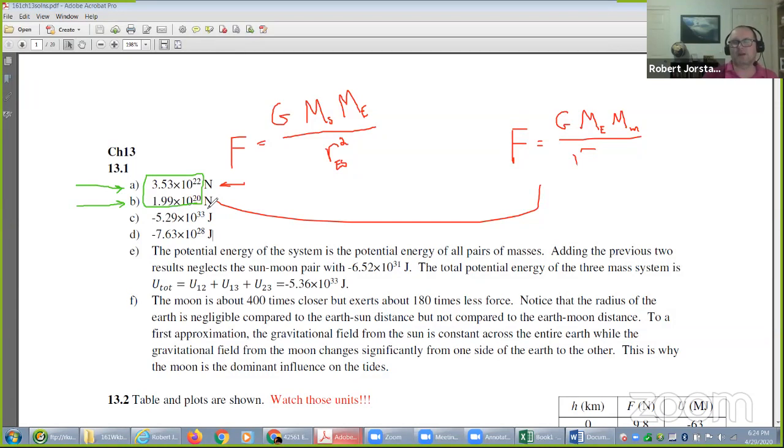If only there was a problem in chapter 13 that discussed this. I guess we'll never know. Let's call that foreshadowing. All right. So we'll discuss that at the end.